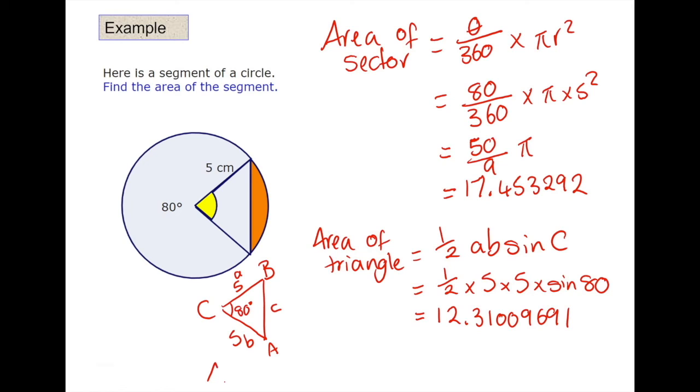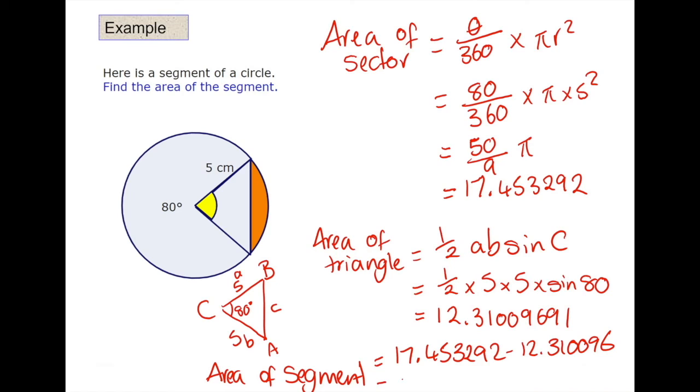So the area of the segment, all you now need to do is subtract the area of the triangle from the area of the sector, which will give you 5.1431, which will be 5.14 centimeters squared to 2 dp.